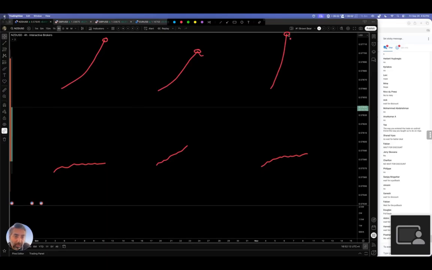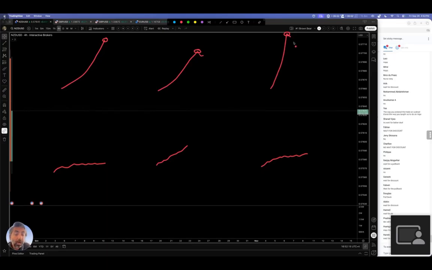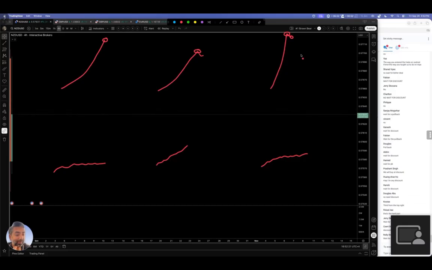So if price comes down to here and you're like, oh my God, I should buy it right now, should you buy it right there? Okay, so Raleigh, you're saying wait for a good deal. Good. So don't just willy-nilly buy it.